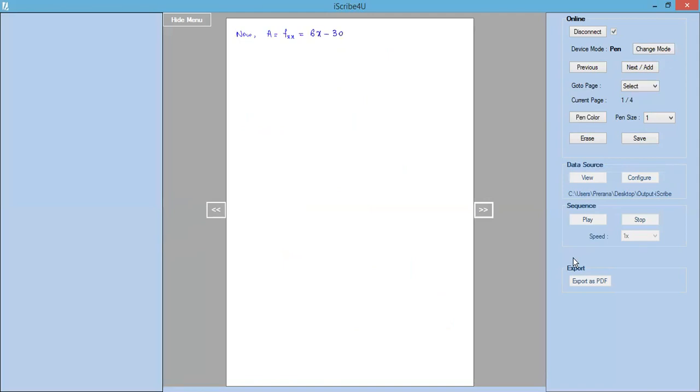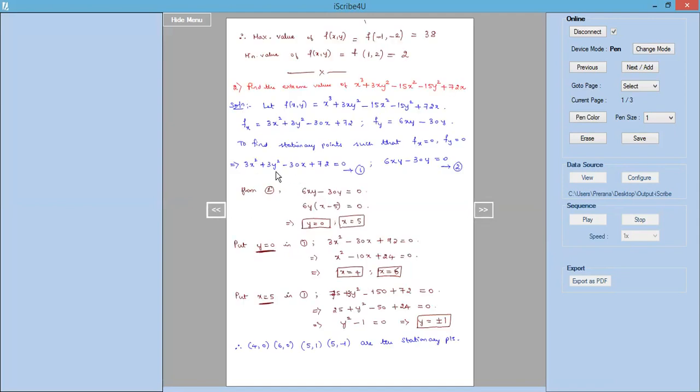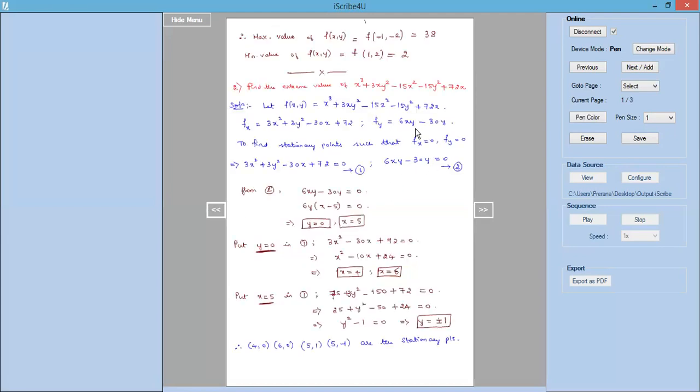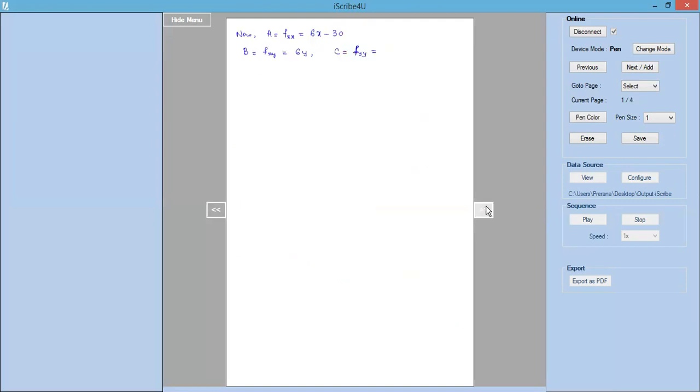Similarly, capital B stands for fxy. Fx we will differentiate partially with respect to y. So this gives us 6y only. And finally, C stands for fyy. Fyy we obtain by differentiating fy partially with respect to y once again. This is the fy function for us. We once again differentiate this partially with respect to y, which gives us 6x minus 30. So these are the second order partial derivatives respectively denoted by A, B, C. Now we will form the table.